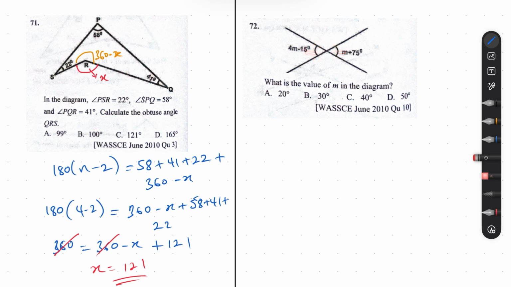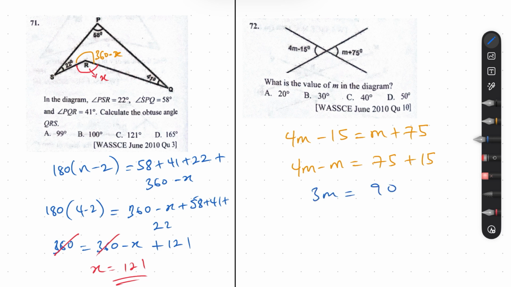So that means 4m minus 15 is equal to m plus 75. When we rearrange, 4m minus m should give us 75 plus 15. So we have 3m equal to 90. When we divide both sides by 3, 3 cancels out, and we have m equal to 30. So our answer is 30, which is B.